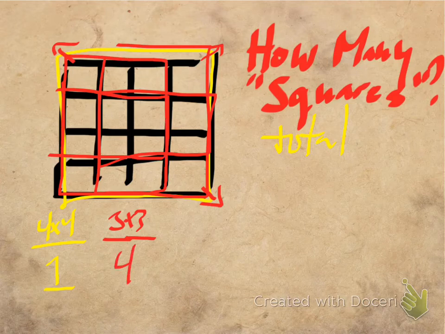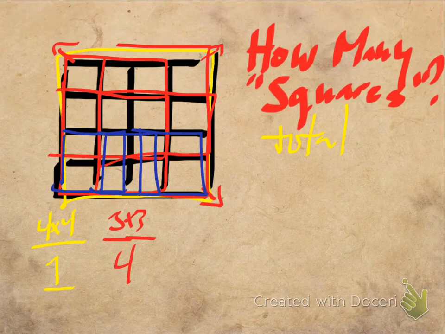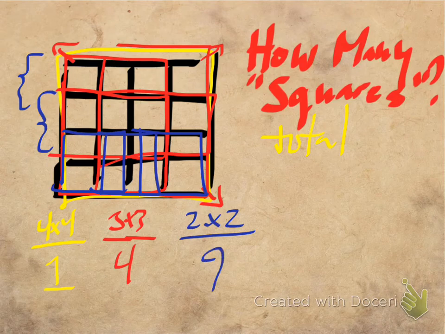All right, now what about the 2 by 2 squares? That's these guys right here. Well, there's 1, 2, 3 going across the bottom. But then I could also go across these 2 rows, right? And then that'd be 3 more. That'd be 6. And then I could also go across the top 2 rows. So there's a total of 9 of those.